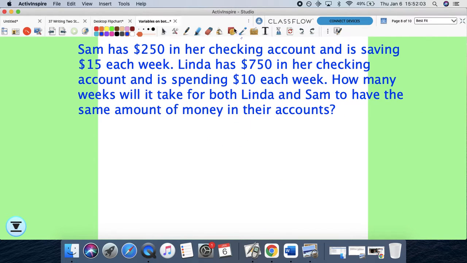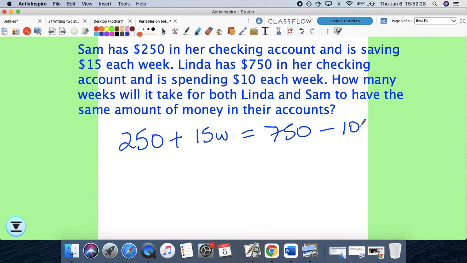Okay, so Sam has $250 and she's saving $15 a week. Linda has $750 and she's spending $10 a week. After how many weeks will they each have the same amount of money? All right? So in one case, somebody has $250 and she's adding $15 per week to her account. The other person has $750, from which she's deducting $10 per week from her account. When are these two accounts going to have the same amount of money?